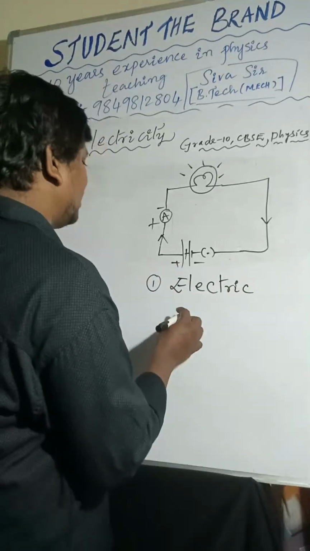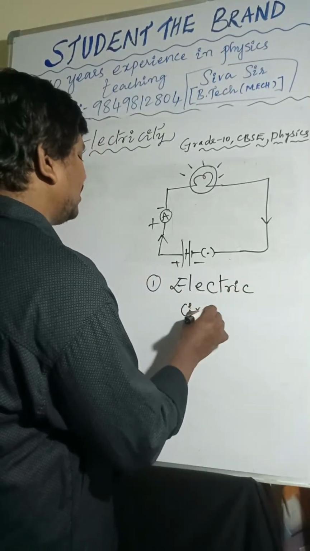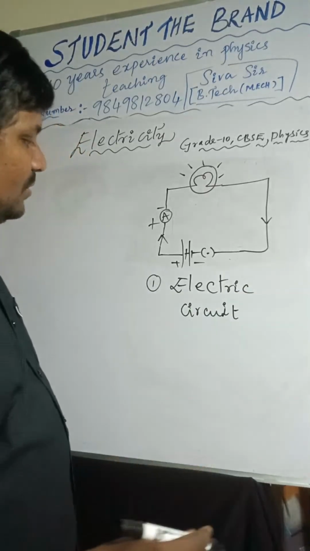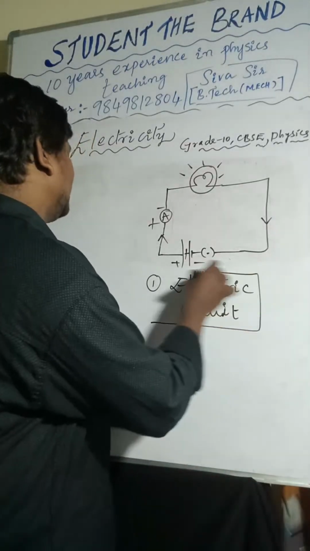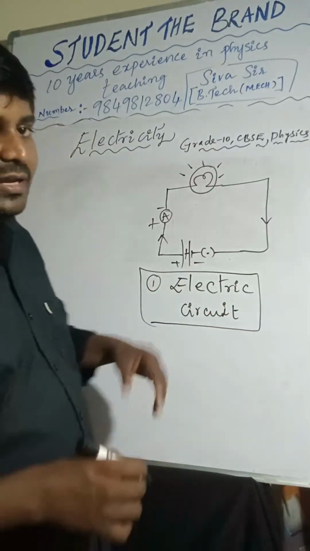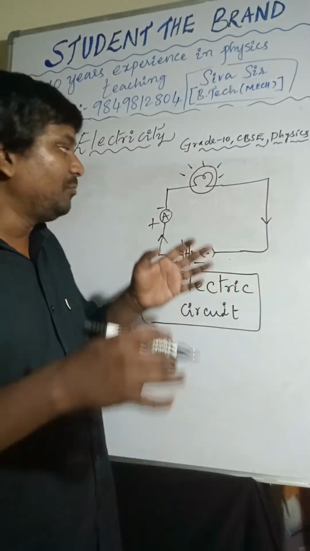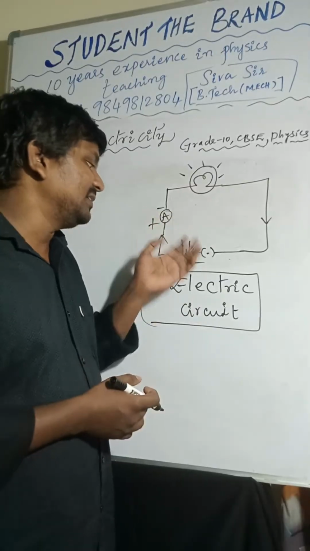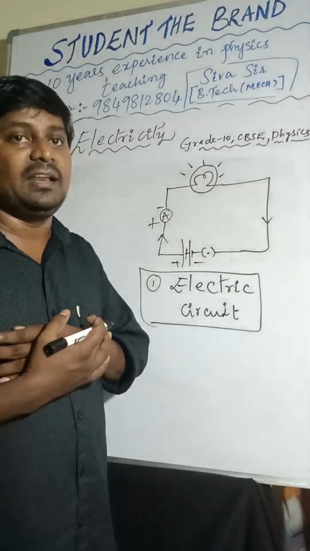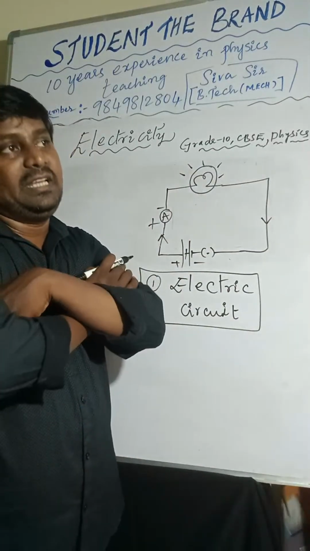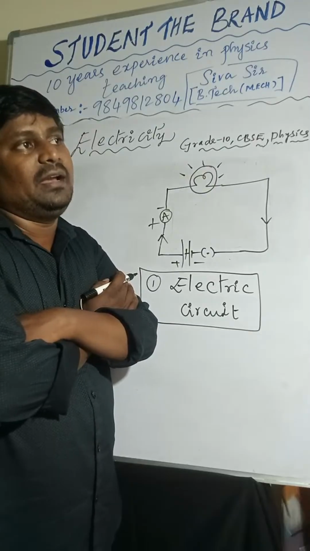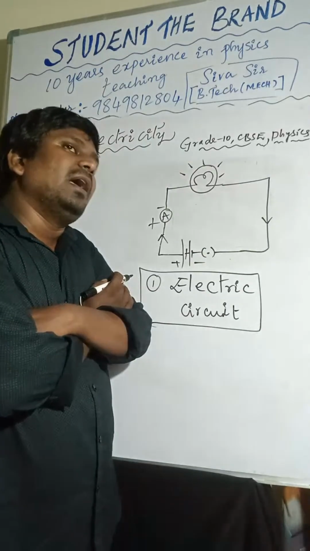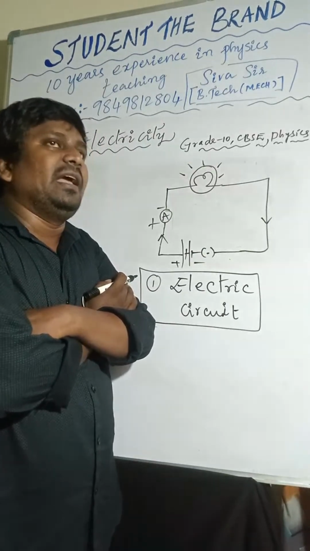Electric circuit. What is an electric circuit? The closed and continuous path of an electric current is known as an electric circuit. So my definition is: a closed and continuous path of an electric current is called an electric circuit.